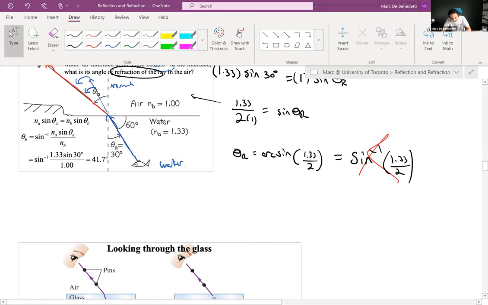And if you go about doing that, then you're going to get something, let's see here, approximately 1.33 arc sine. 1.33 is going to be 1 1/3, so it's going to be 4/3. So this is going to be the arc sine.